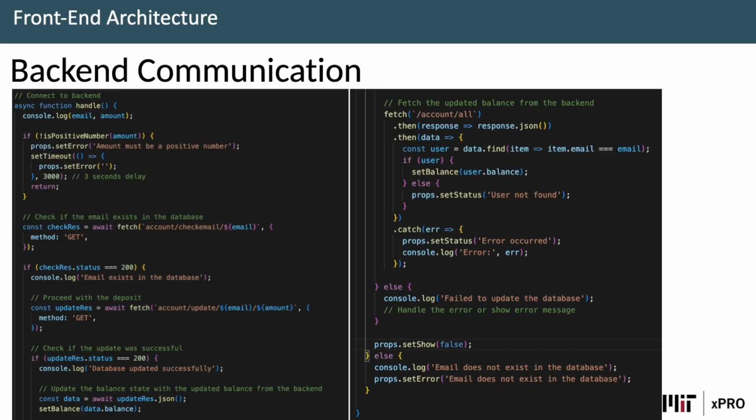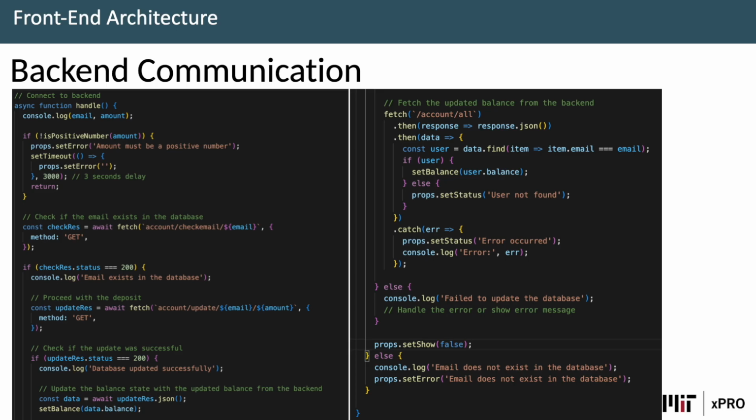Now, this form would be useless if it didn't communicate with the database to update balances and validate the user. For the front end to communicate with the back end, the handle function is called when the deposit button is clicked to perform several tasks, such as checking if the entered amount is a positive number using the isPositiveNumber helper function. If the number is negative, state is updated and the error message is displayed using the props.setError function.